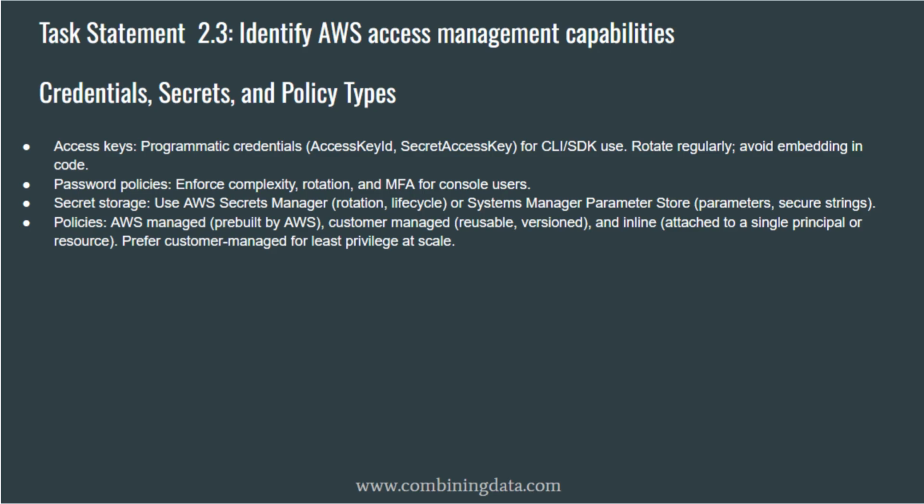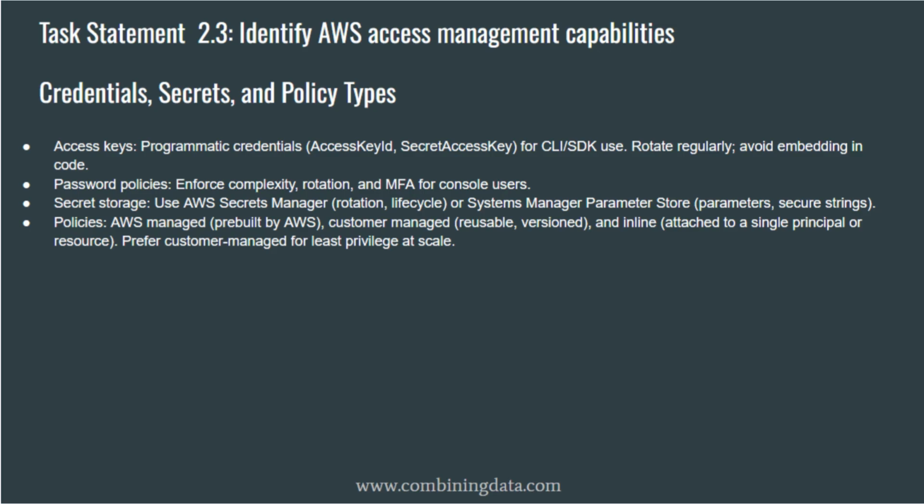AWS Systems Manager Parameter Store is another option for storing configuration values. It supports secure string parameters, which are encrypted using AWS KMS. Parameter Store is often used for application configuration and simpler secrets when full rotation features aren't required. The key idea here is simple. Never store secrets in plain text or source control. Always use a managed secret service.